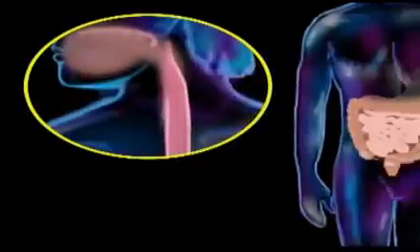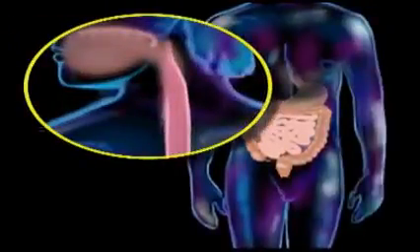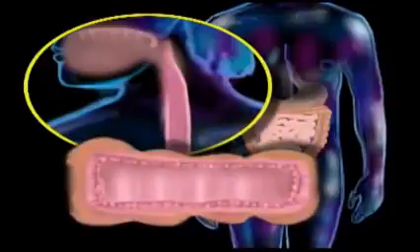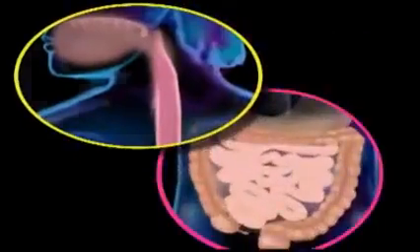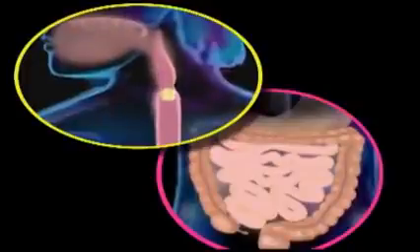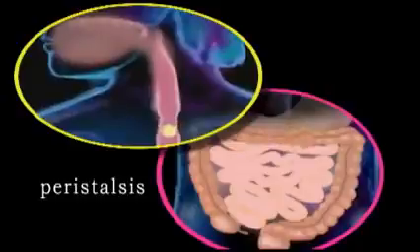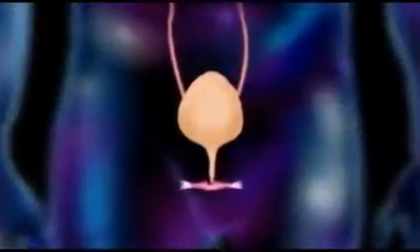In our esophagus and intestines, some smooth muscle cells are arranged lengthwise and some wrap around. By alternately contracting these two kinds of smooth muscles, a moving wave of contraction called peristalsis is created that pushes material along.